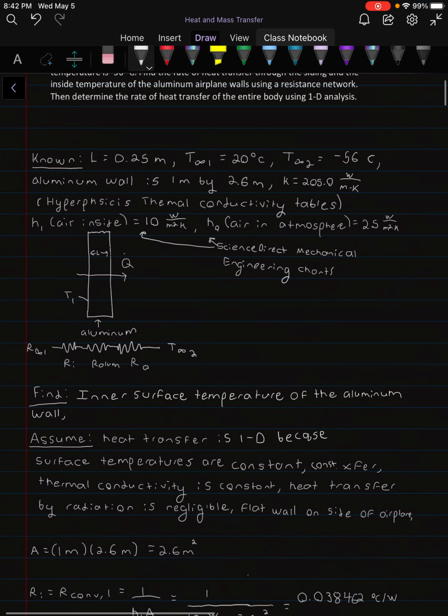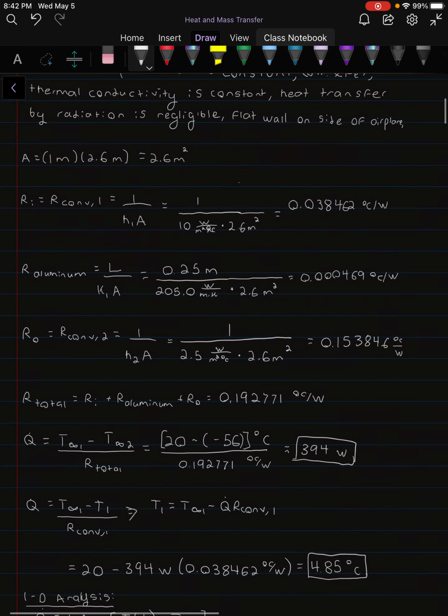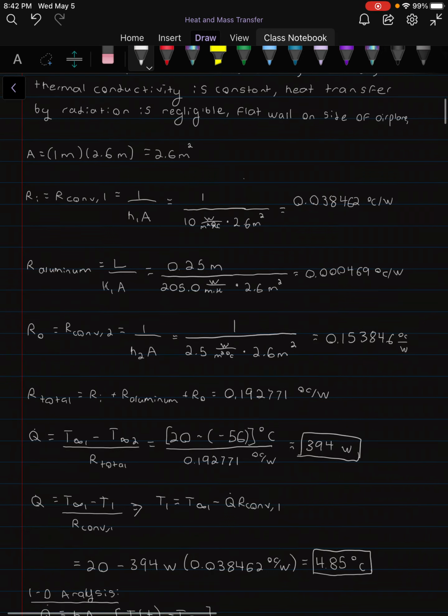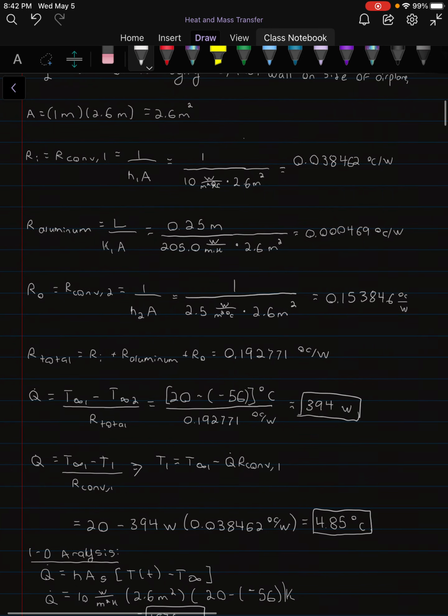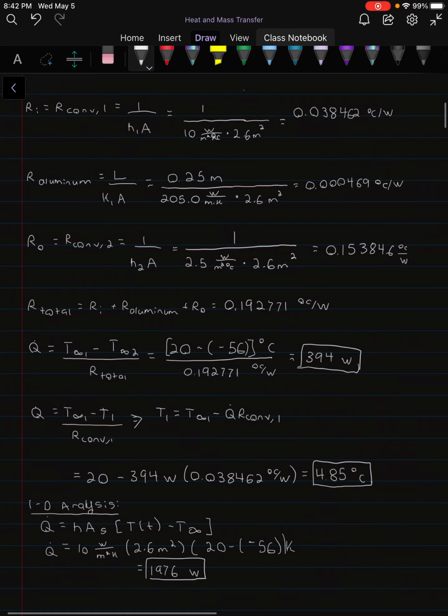First, the resistance network: we have to find the area, and then find the resistance of your inner portion, your resistance of aluminum, and the outer portion, and then you add those together because they're in series. Then you can find your Q dot, which is your change in temperature over your total resistance, so you get 394 watts.